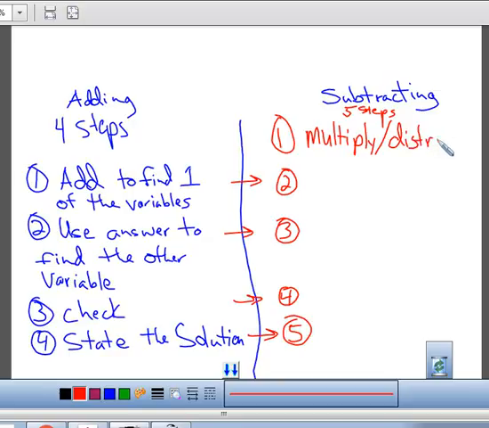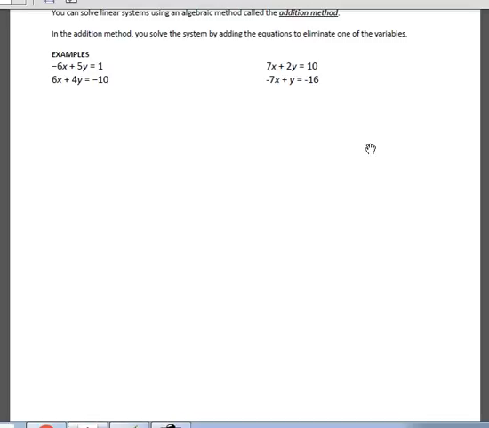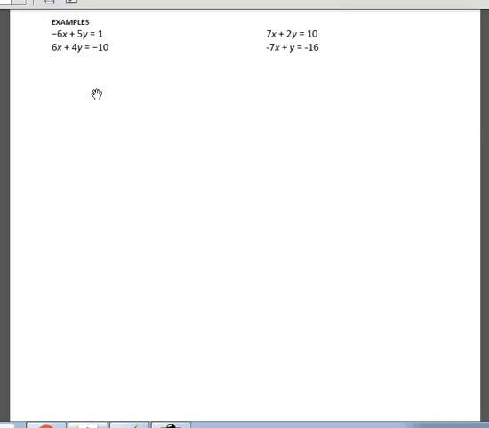Okay, so I bet you're very curious now to see what this is all about. So let's go ahead and take a look at our first example we're going to work out, which is on the next page. So we're looking at page 18. The directions there at the top: you can solve linear systems using an algebraic method called the addition method. In the addition method, you solve a system by adding the equations to eliminate one of the variables. So once you eliminate one of the variables, you can solve and find an answer, and then use that answer to figure out the other variable.